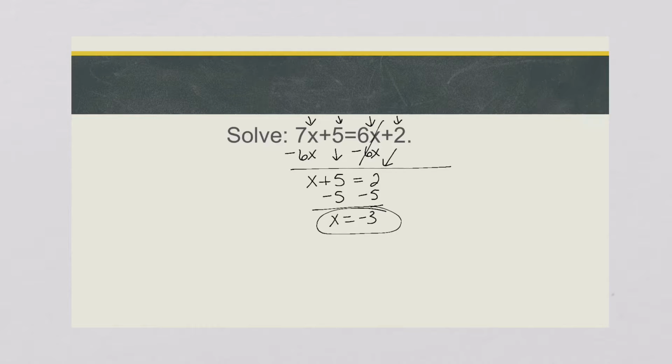So now let's check our work. So I'm going to put negative 3 everywhere I see x. So 7 times negative 3, again, I always go back to my original problem. Does that equal... 7 times negative 3 is negative 21. 6 times negative 3 is negative 18. Negative 21 plus 5 is negative 16. Negative 18 plus 2 is negative 16. That works, so I know this is my correct answer.